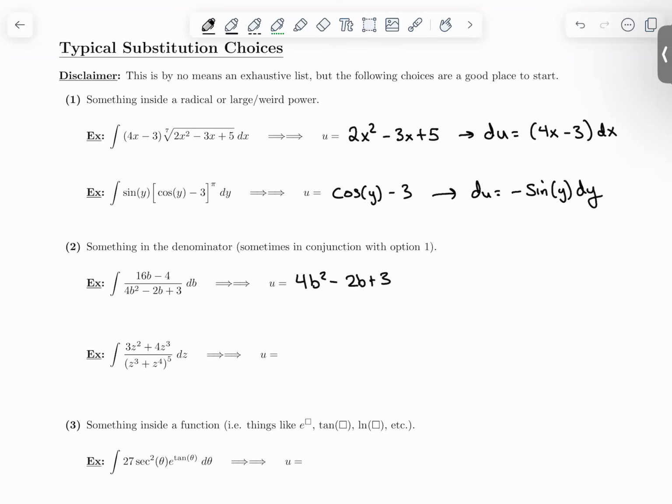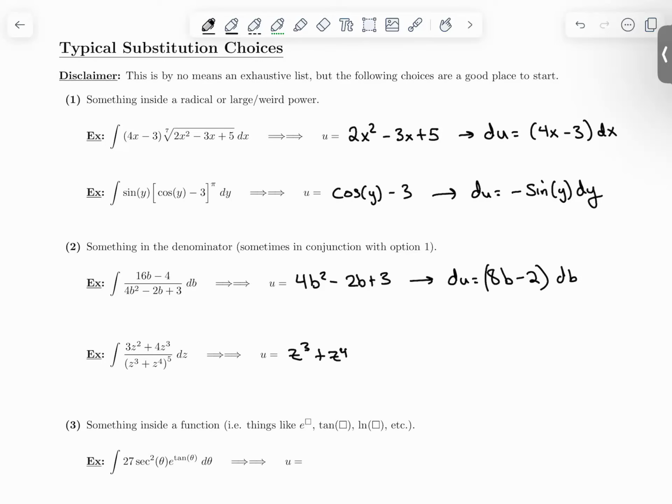But for the second one, you could try to make it z cubed plus z to the fourth, all raised to the fifth, the entire denominator. And I believe it will work out in a very, very roundabout way, but that's not the easier option. The easier option would be to choose u equal to the inside of that large power in the denominator. u equals z cubed plus z to the fourth. And I forgot to write here, this would mean that du is equal to 8b minus 2, parentheses db.